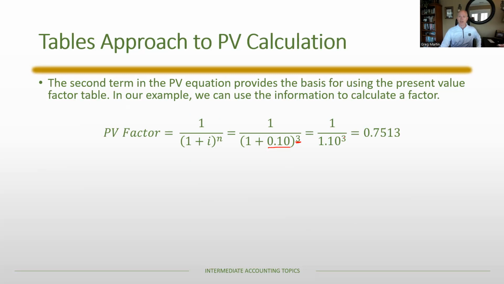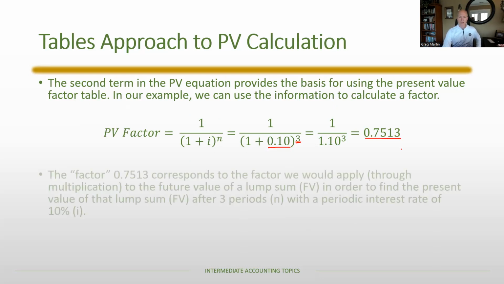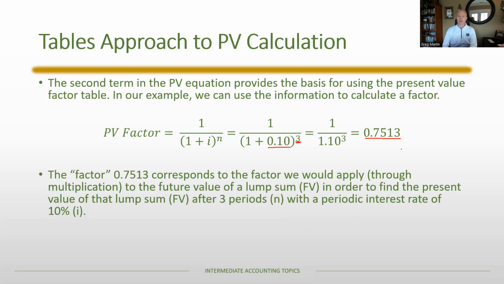And so when we calculate that through, we get a factor of 0.7513. And really what that means is that 0.7513 is the factor that corresponds to any problem where you have a future value and you're trying to calculate a present value where there's a 10% discount rate for 3 periods. All right, so that is what we would use every single time.